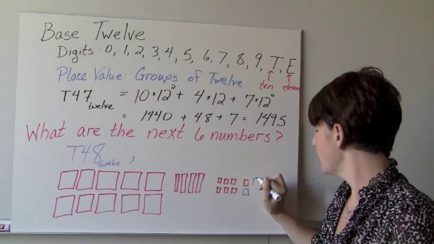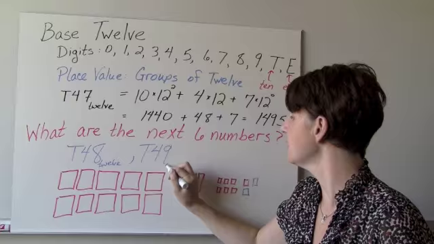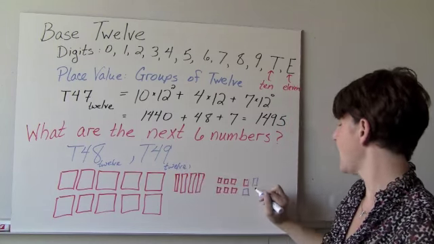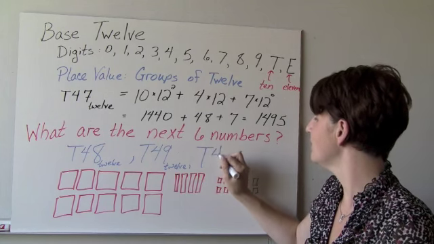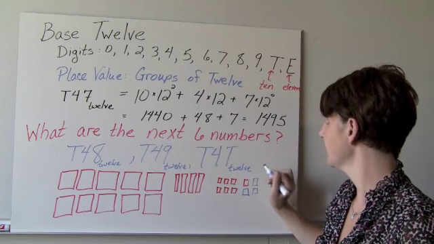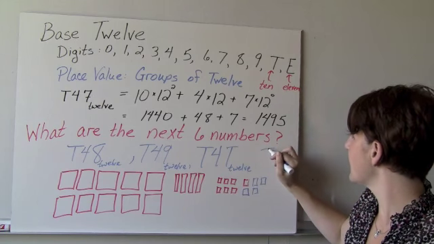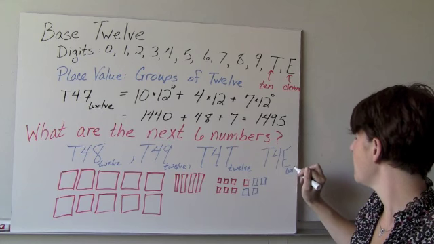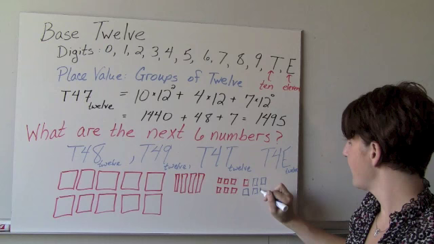I can add another unit. So this is 10, 4, 9, base 12. I can add another unit. Notice I have 10 units, so this is 10, 4, 10, base 12. I can add another unit. Now I have 11 units. 10, 4, 11, base 12. So we've added 4 numbers. We're going to keep going.